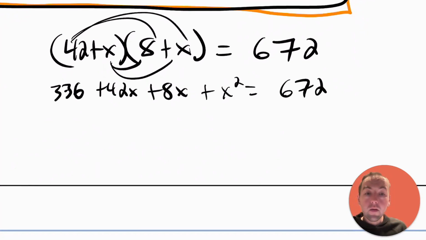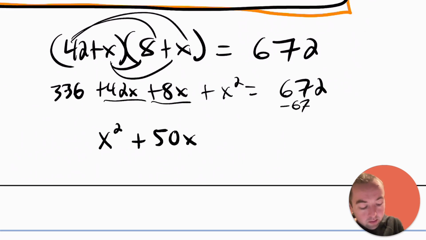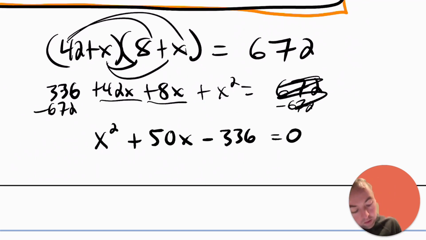So let's get everything all on one side. I'm going to write the x squared at the front right there. There's a couple terms right there that are like terms that I can combine. 42 plus 8 is plus 50x. And then finally, let's subtract the 672, so we get a 0 on that side. And subtract 672 right there. That will give us then minus 336, which is equal to 0.